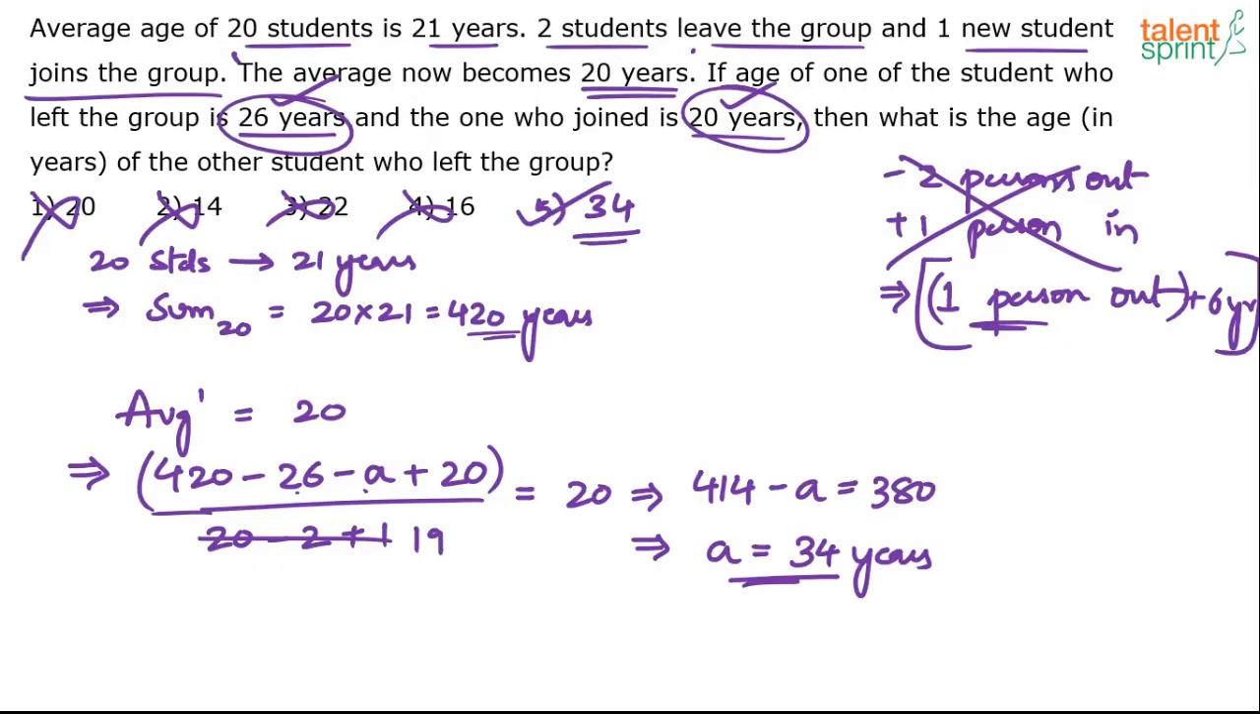Amit Kumar says 21 minus of 26 plus x minus 20 by 20 equals to 20. So 420, 400. Now Amit, you have to explain what you are trying to do. I think the answer should be 34 years. How are you getting 14? How are you guys getting 14?